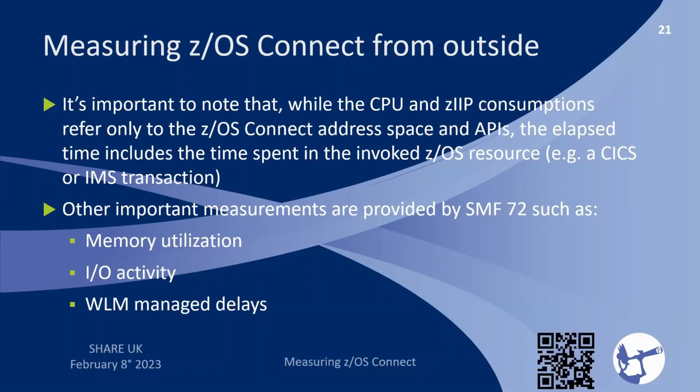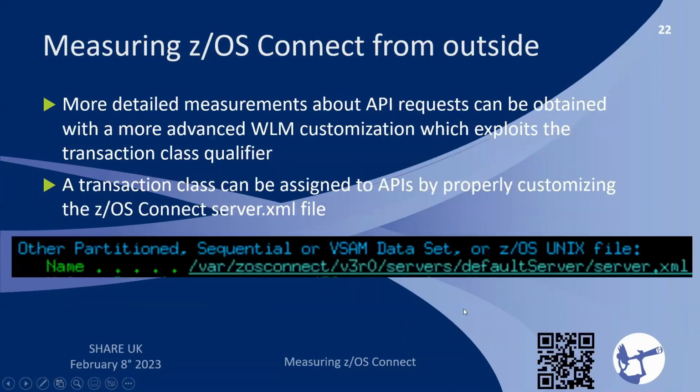The other interesting information provided by SMF record 72, like memory utilization, I/O activity, and the workload manager delays, are also there at this point for you to analyze. So if there are any issues, you may also have information about how much memory you are using, if you have a problem with the I/O or some delays.